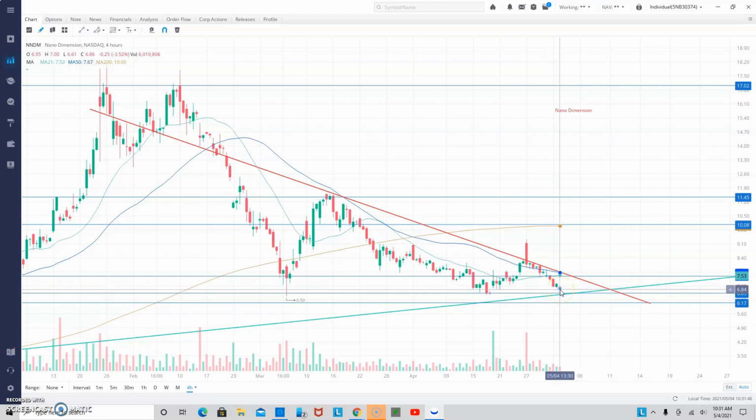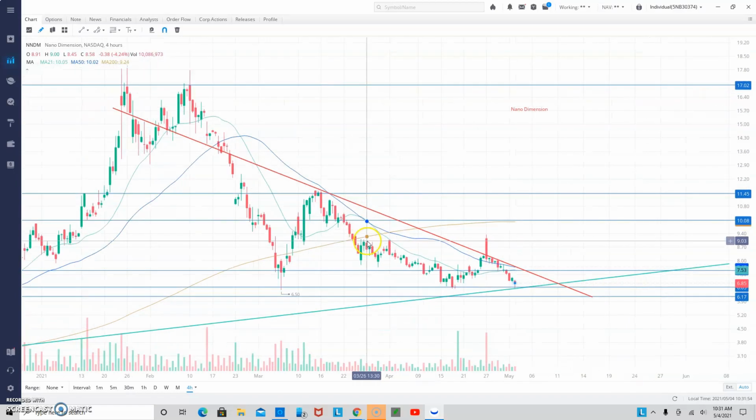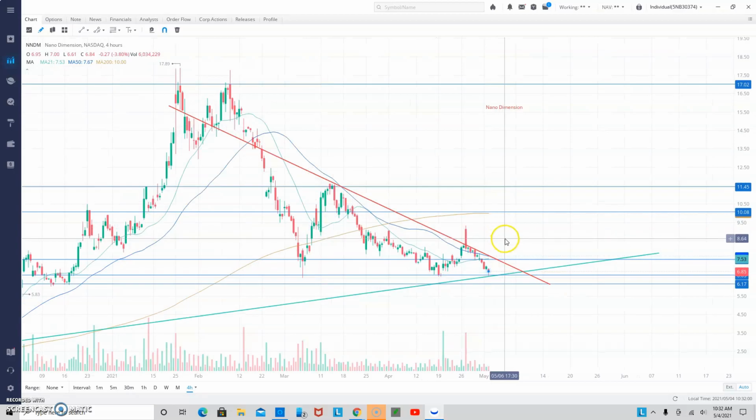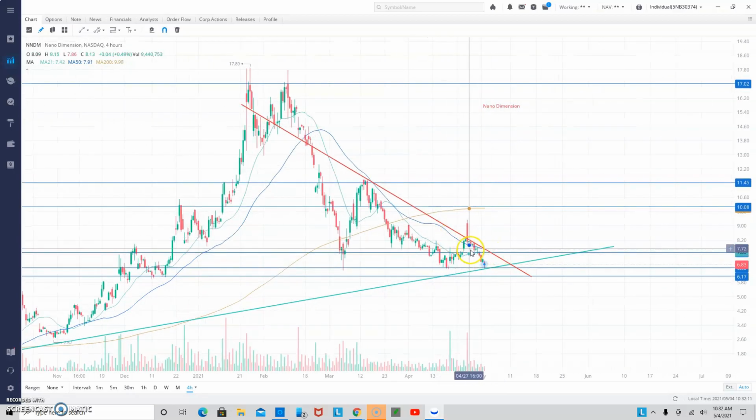Today the low is $6.61. So it looks like $6.50 is going to be our new support area. As you can see, we've hit it once, twice, and now a third time today, as the market is selling off again. So right here I'm on the 4-hour chart.